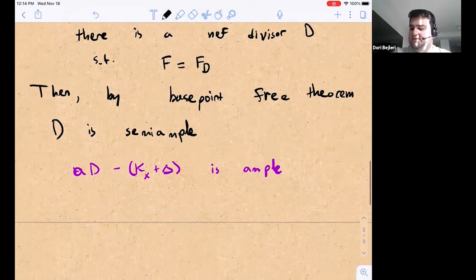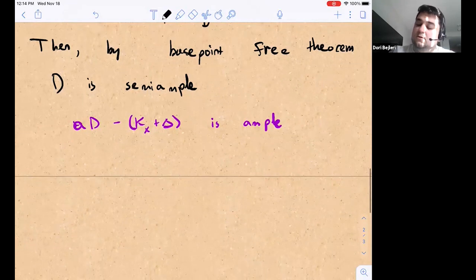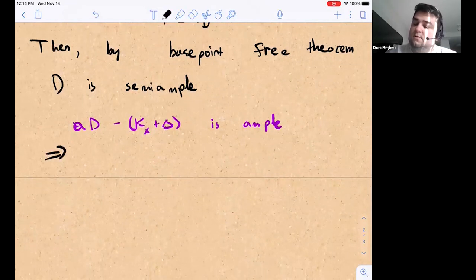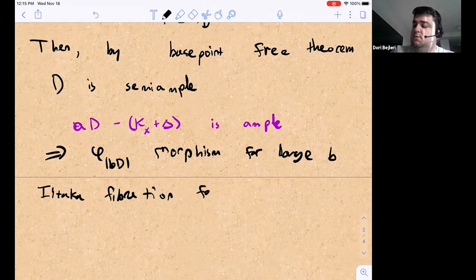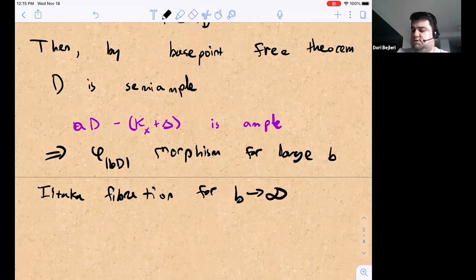Okay, so then we said, by the base point free theorem, we have some phi_BD an isomorphism for large B, and then taking the Stein factorization and taking the Iitaka fibration as B gets larger and larger, plus Stein factorizing. Maybe that's already part of the definition of the Iitaka fibration.